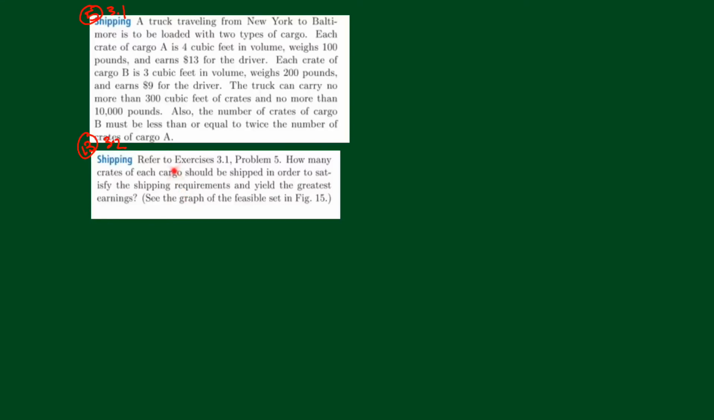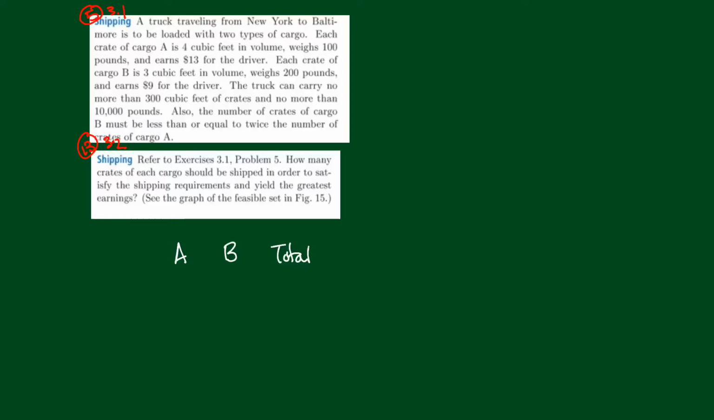So 3.2 says this: go back to 3.1, this problem right here, and answer this question. How many crates of each cargo should be shipped in order to satisfy the shipping requirements and yield the greatest earnings? So I'm going to set this up into a matrix. Now, we've got crates A and crates B, and then we have some kind of a total here.